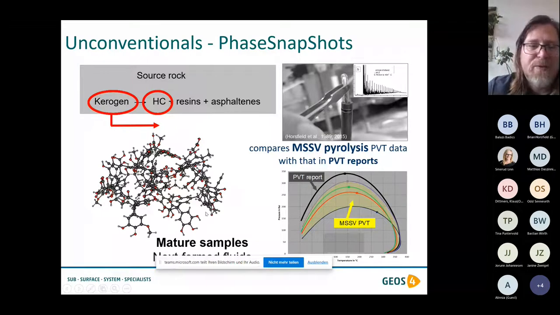One way to work around that, an initial idea, is to use mature samples, a little bit less mature than samples in the target well where PVT data is available, and heat those samples by single phase snapshots to the desired transformation ratio or maturity of the target well.